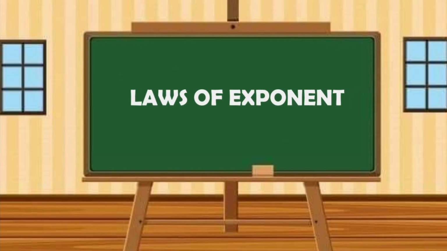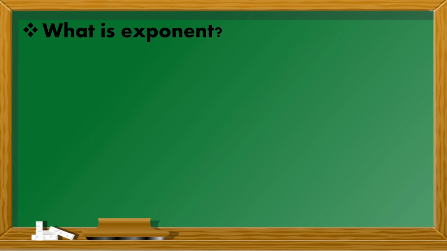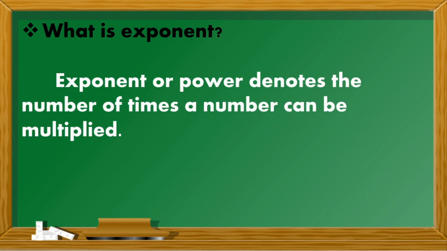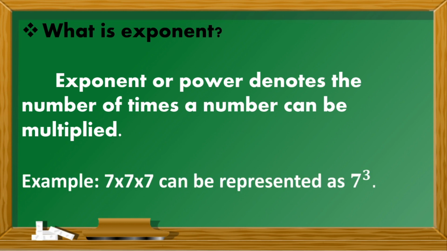Laws of exponent. Ano nga ba ang exponent? Exponent or power denotes the number of times a number can be multiplied, o ilang beses mo daw pwedeng i-multiply ang isang number. Halimbawa, 7 times 7 times 7 can be represented as 7 raised to 3. Kaya lang nakalagay dito ay tatlong 7. So, 7 raised to 3, kung saan si 3 ang tinatawag nating exponent, and si 7 ay base.